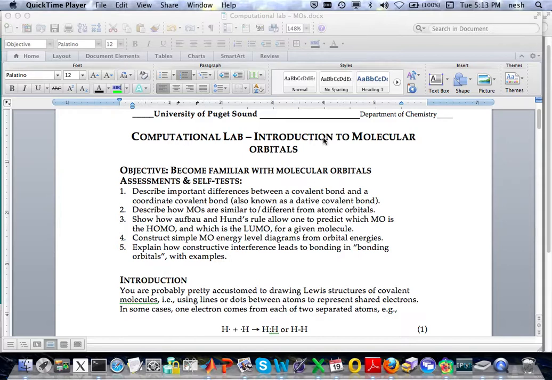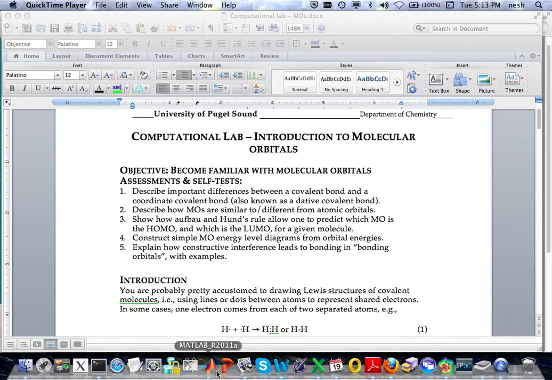Molecular Orbitals. The idea of this computational lab is to familiarize you with molecular orbitals and some aspects of molecular orbital energy diagrams. So our first task down here is to enter in your notebook some of the characteristics of the bond between two hydrogen atoms.